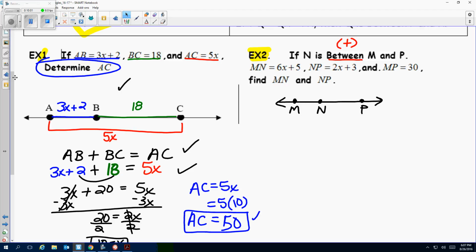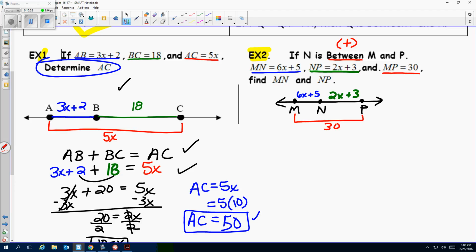Now I'm going to go back into labeling like I had before. MN, this first segment, represents my 6x plus 5. NP, my second segment, my part of the whole, is going to be 2x plus 3. And last but not least, the whole MP, all the way from M to P, will be 30. Here our question, they want us to find MN and MP.